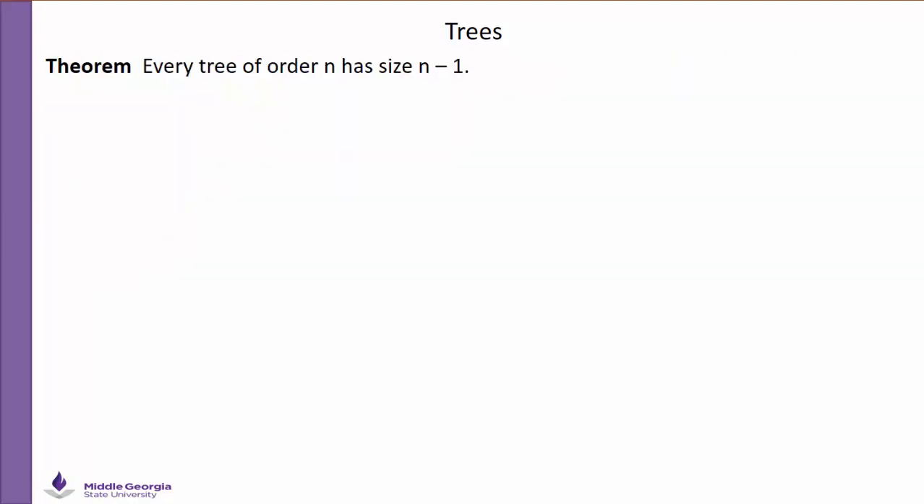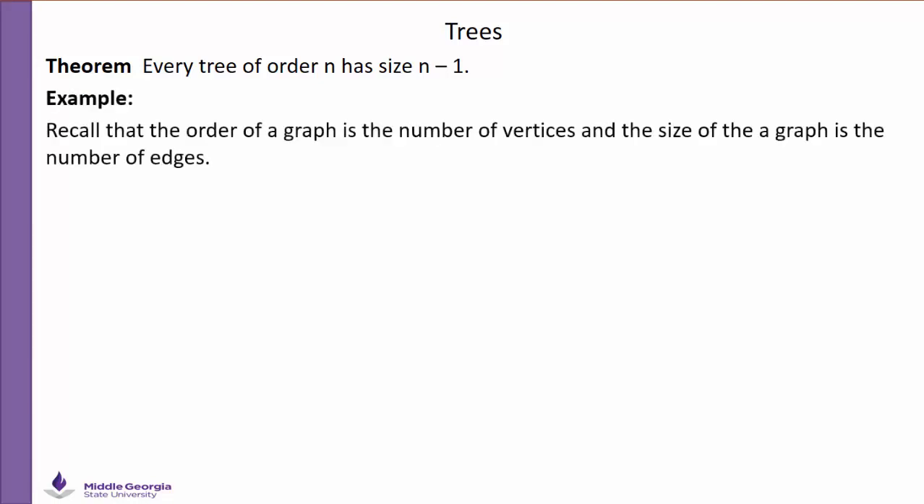Theorem. Every tree of order n has size n minus 1. So the size is 1 less than the order. For example, recall that the order of a graph is the number of vertices, and the size of the graph is the number of edges.